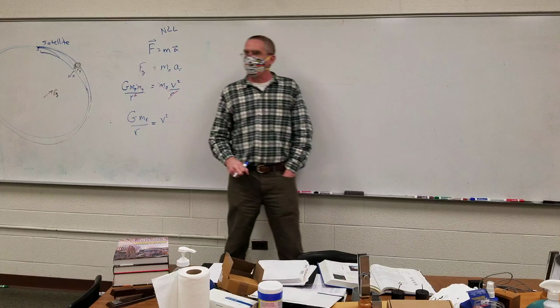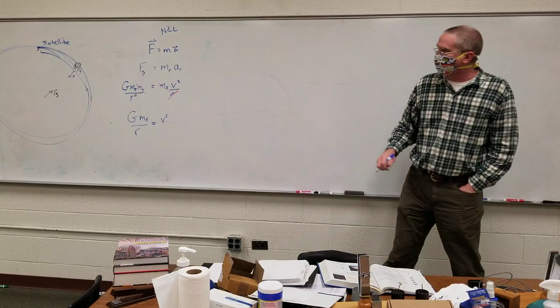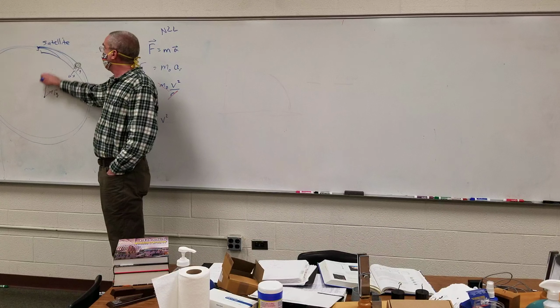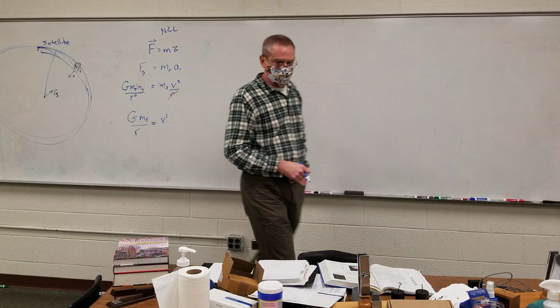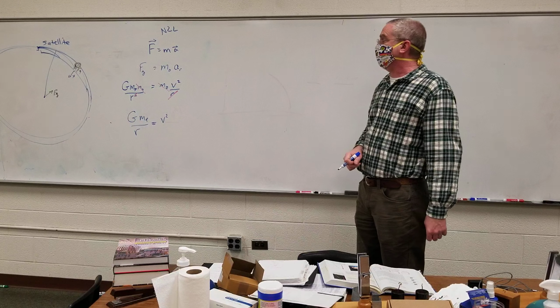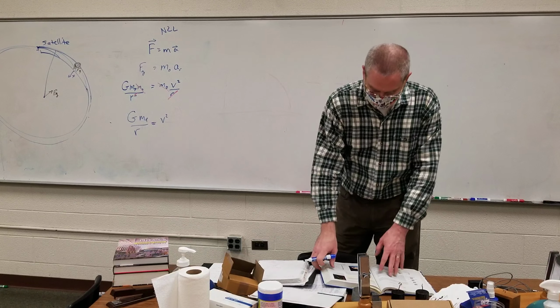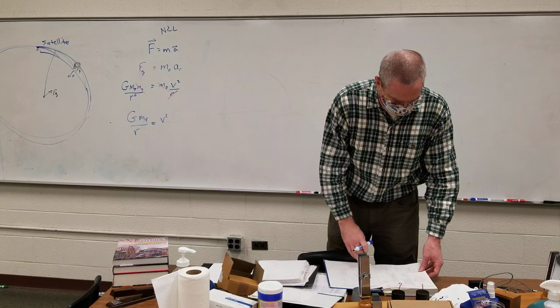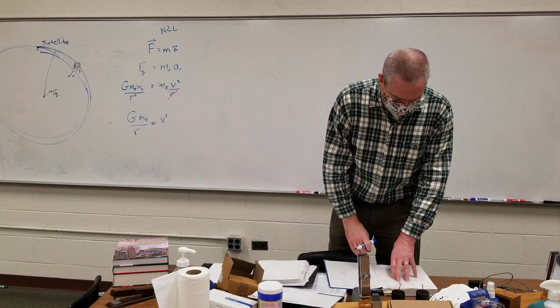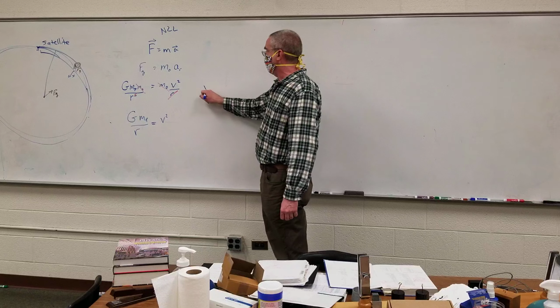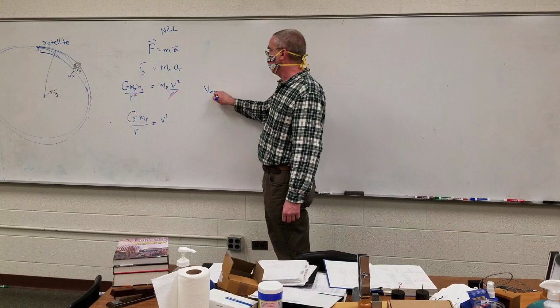This r right here is the center to center distance. It's from the center of the planet to where the satellite is. And so why don't we take a common satellite we have? Let's take our moon. How fast is our moon going? Speed of our moon.